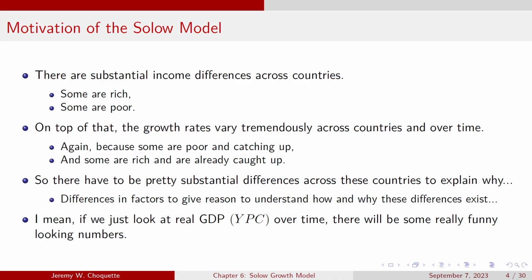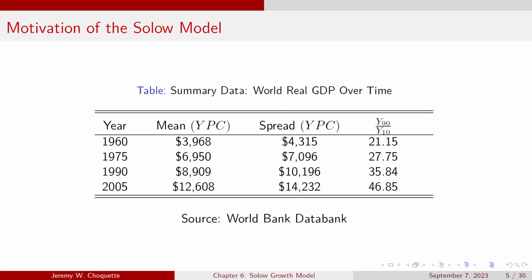If we see all these different growth rates and these different incomes, there have got to be a lot of substantial differences across these countries to explain why, right? What factors are really driving this? If we look at real GDP over time, we'll see some funny looking numbers. Looking at mean per capita income, YPC, in 1960 it was about $3,900, up to 2005, where it was almost $13,000. So mean per capita incomes are increasing, right?